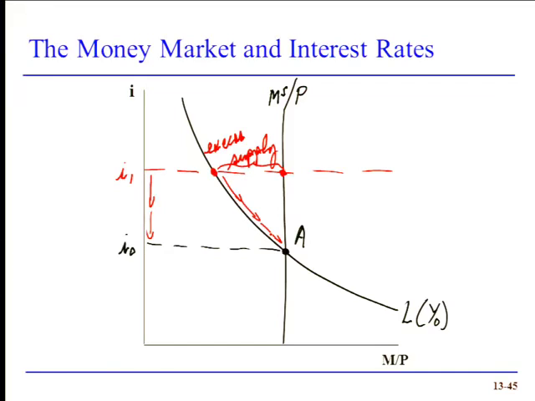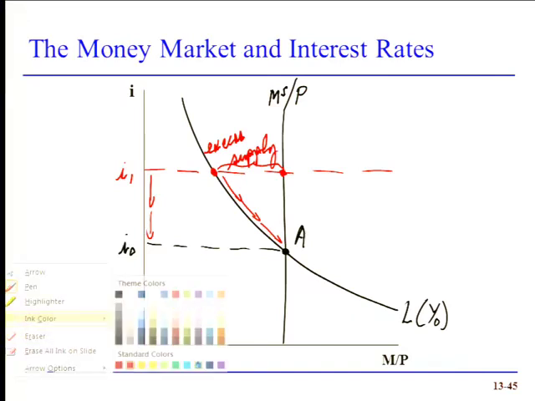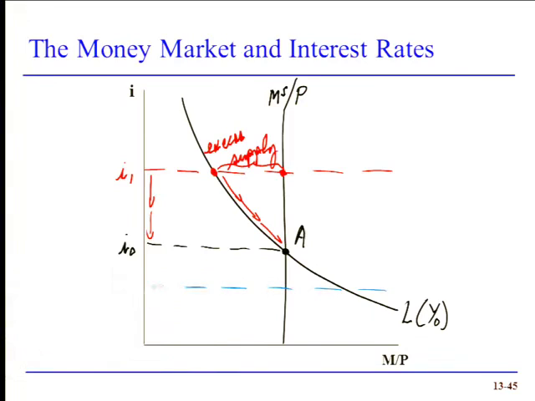So how far will interest rates fall? All the way to I0. At this interest rate, people are willing to hold exactly the amount of money that's in circulation in the economy. Now the same thing is true if the interest rate is too low. Well, I shouldn't say the same thing, but it's just the opposite.